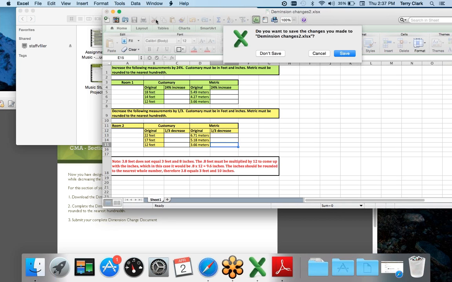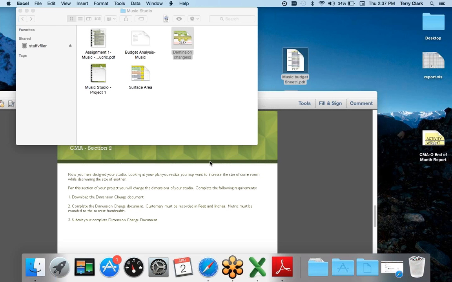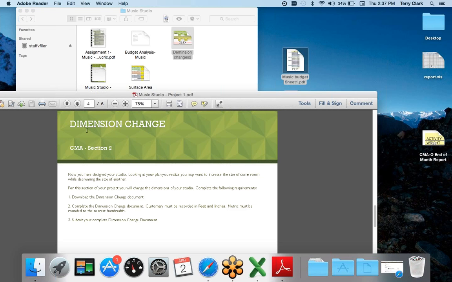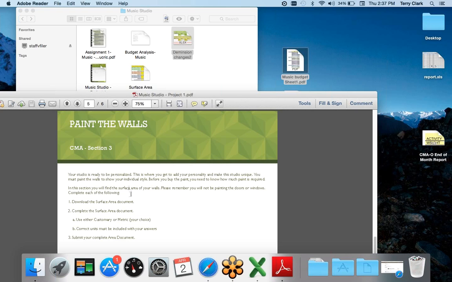So that's the dimensions. We have to complete that. And then the next thing we've got to look at is the surface area. So we have to paint the walls. That's why we needed the height, so that we could paint the walls. We're going to complete the surface area document. I'm going to pull that up. You're going to use either customary or metric. That's your choice. Correct units must be included with your answer. And you're going to submit the complete document.